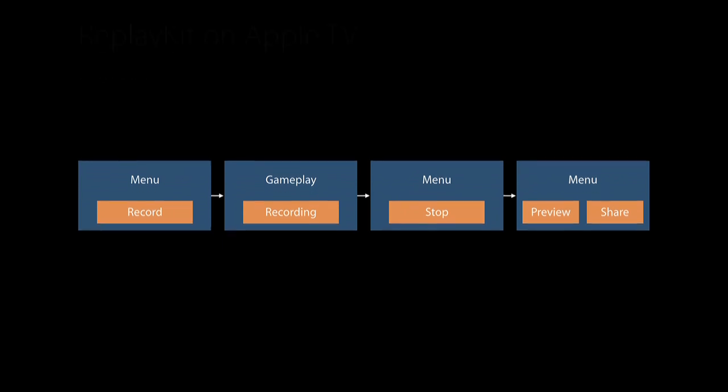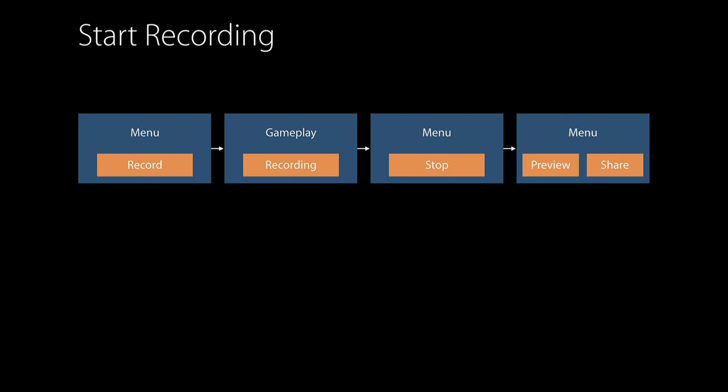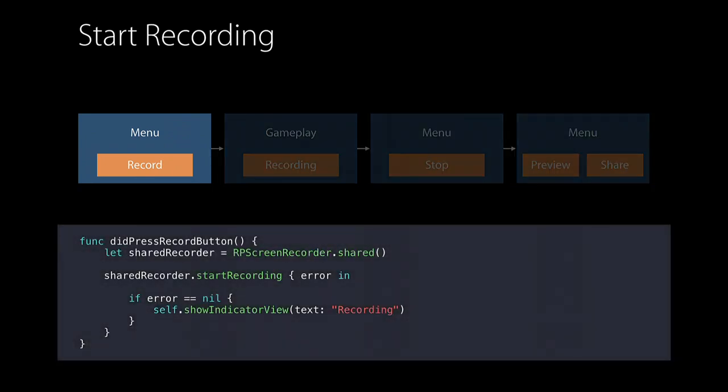So now I'm going to walk through each one of these and show you the code that corresponds to each one. I'm going to begin with Start Recording. So once I press my Start Recording button, first I'm going to grab the shared instance of the RPScreenRecorder. And I'm simply going to tell it to start recording. Now once I'm recording, I'm going to present the indicator view.